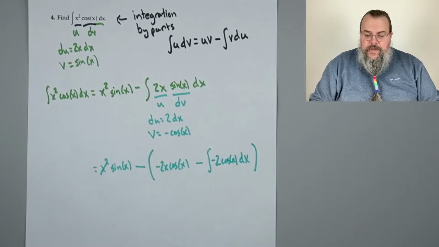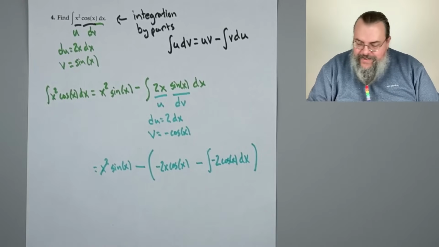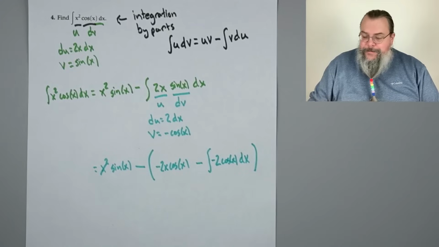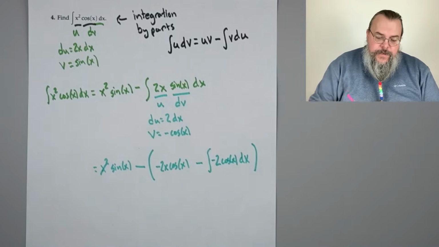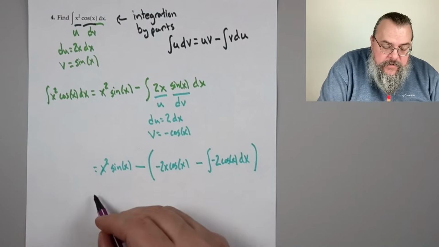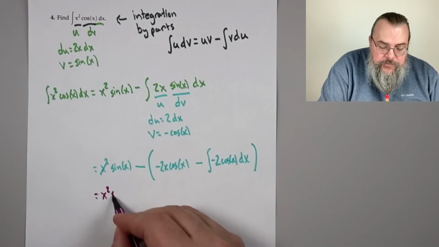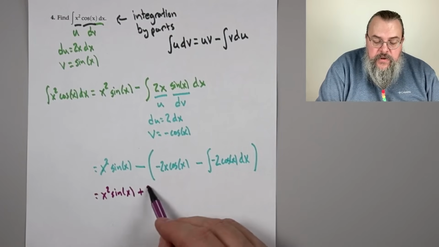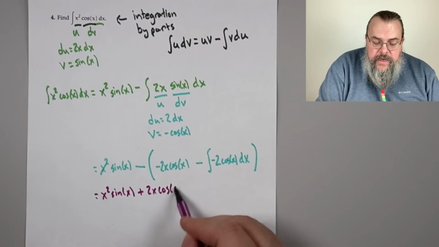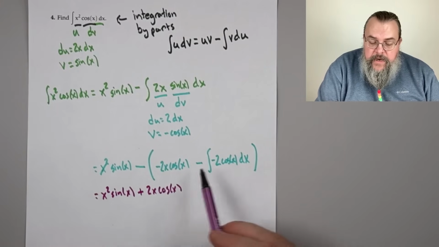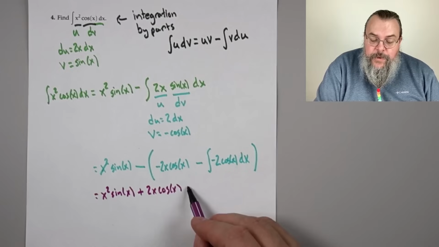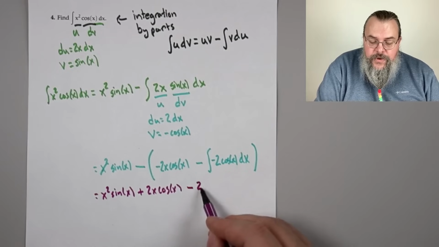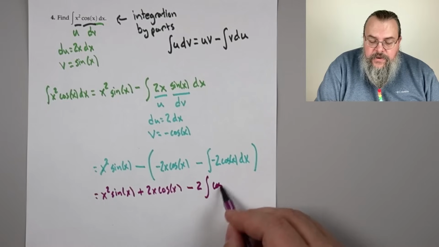All right, now let's unravel these minus signs, because there's a lot of them here. And what do we get? We get x squared sine x. Minus minus makes a plus 2x cosine x. Minus minus minus leaves us with a minus 2 integral cosine x.